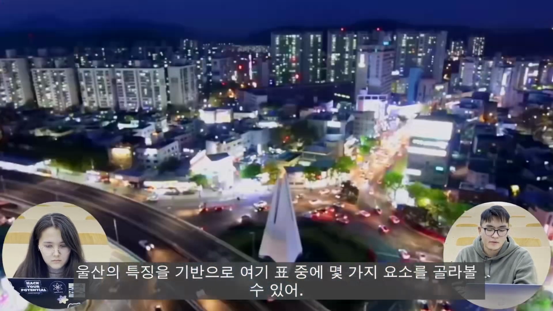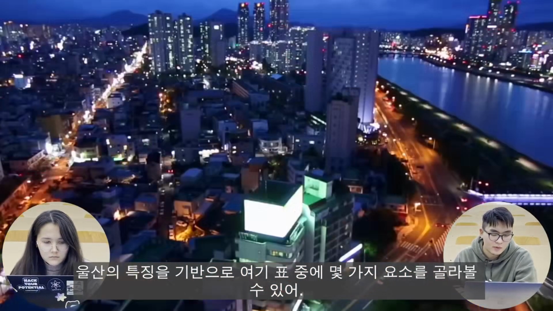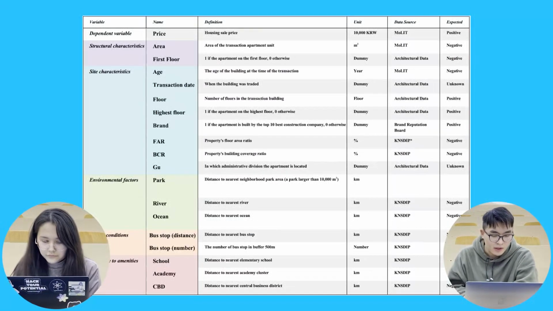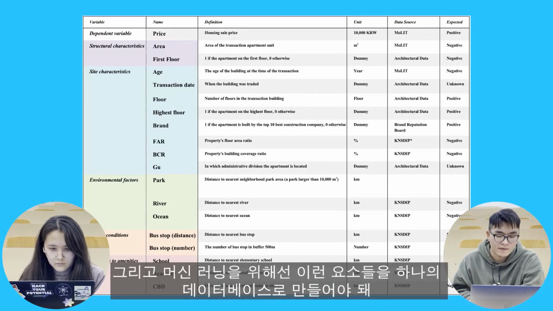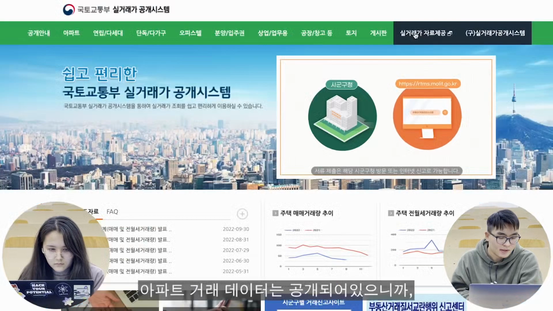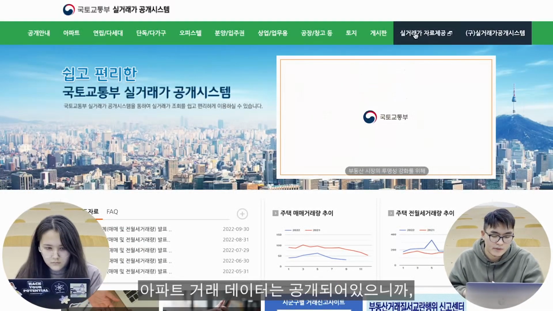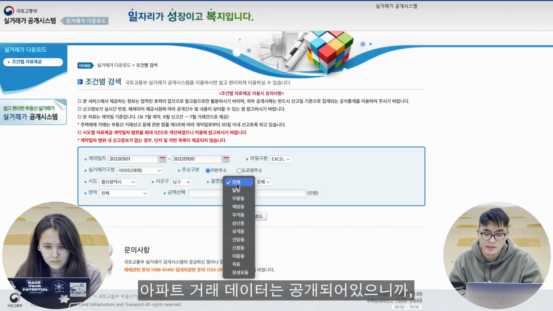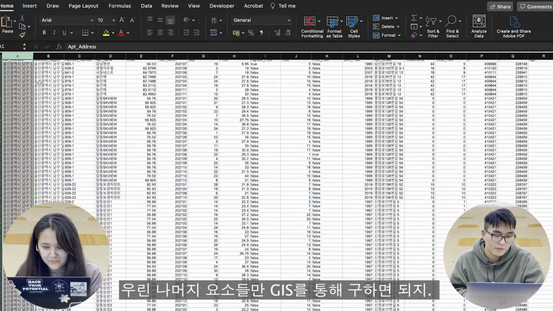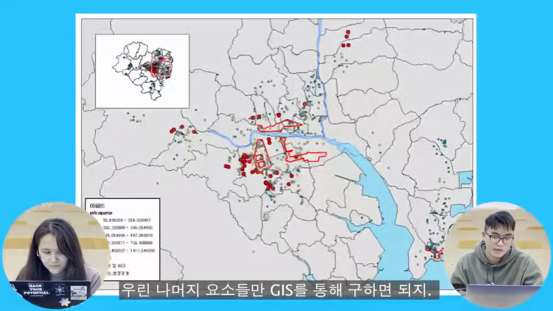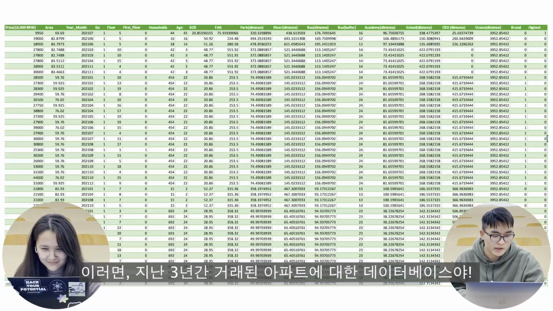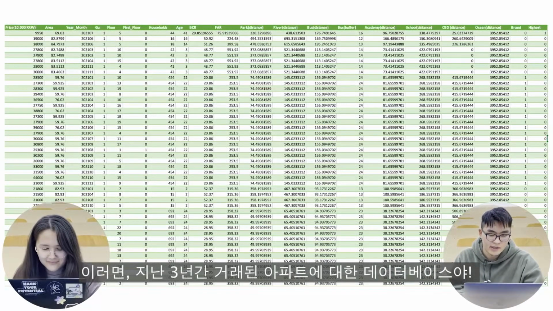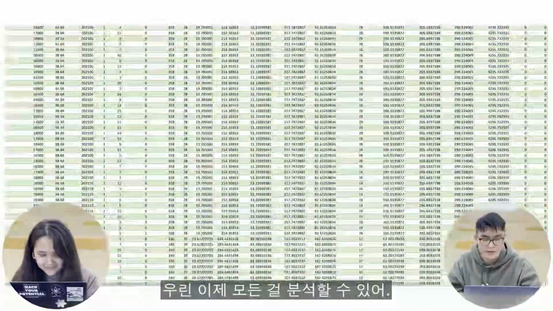Based on the uniqueness of Ulsan, we can highlight several factors which are in this table. And for the machine learning model, we need to collect these factors into one database. So basically, all of the Ulsan apartment transactions and apartment information are open source. So we just process it through Excel and some GIS software for proximity information. And there you go, we get a database of the last 3 years of transactions. And now we can analyze everything.